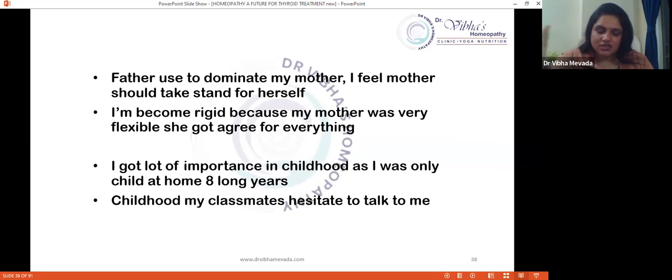When we checked her childhood, she explained that her father used to dominate her mother. She said, "I feel that my mother should have taken a stand for herself. Because my mother didn't, I became rigid, because my mother was very flexible and agreed with everything my father said." She also said she was a very pampered child. "I got a lot of importance in my childhood, as I was the only child at home for 8 long years." In school also, the classmates were hesitant to talk to her.